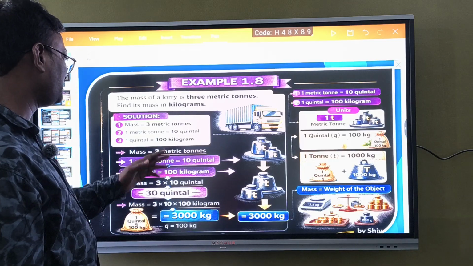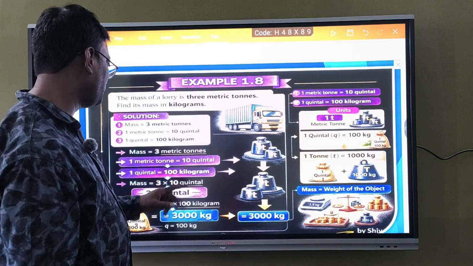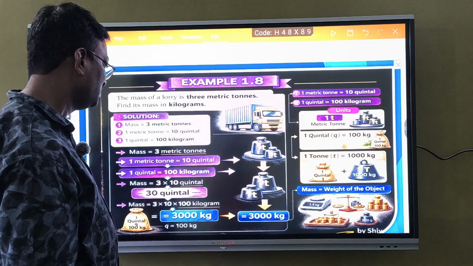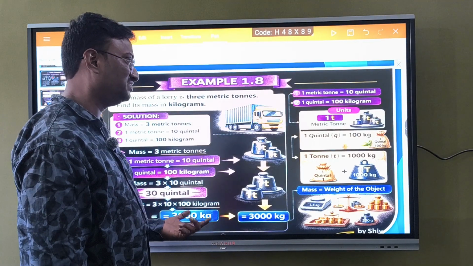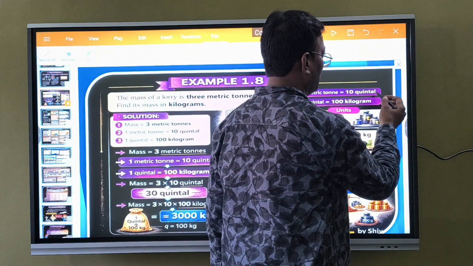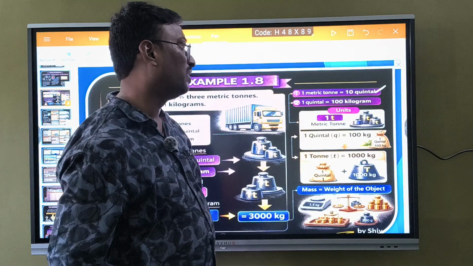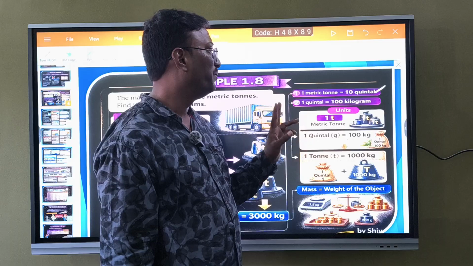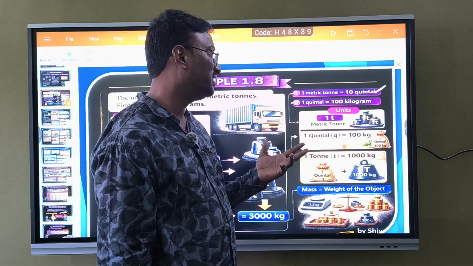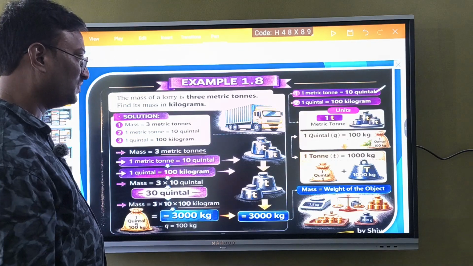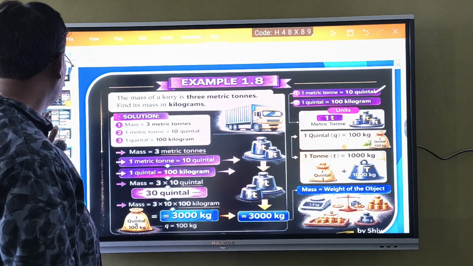Okay, mass 3 metric tons. 1 metric ton is 10 quintals. Mass is 3 into 10 quintals, 30 quintals. That is 3000 kg. So remember, children, 1 metric ton is equal to 10 quintals. Then 1 quintal is equal to 100 kgs. 1 metric ton is equal to 1000 kgs. Remember that.